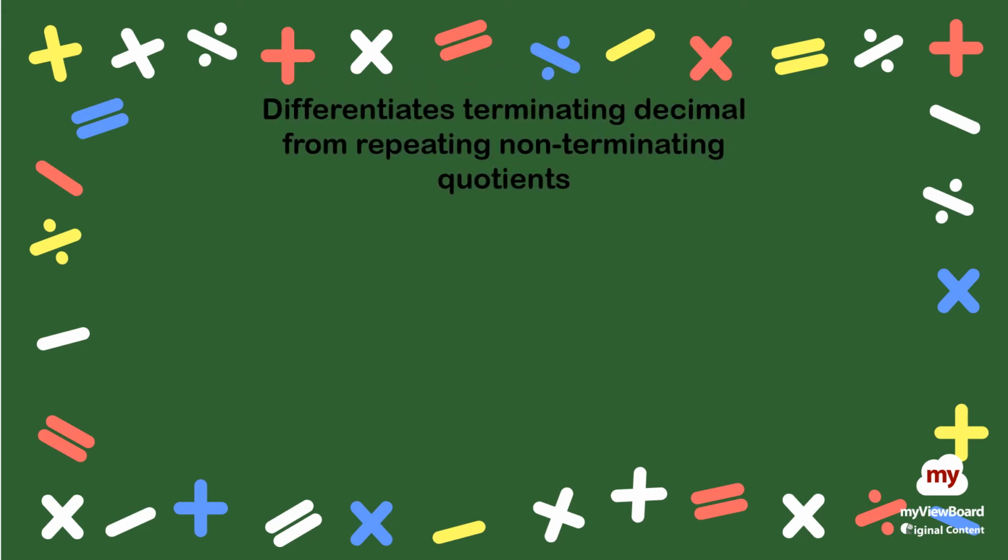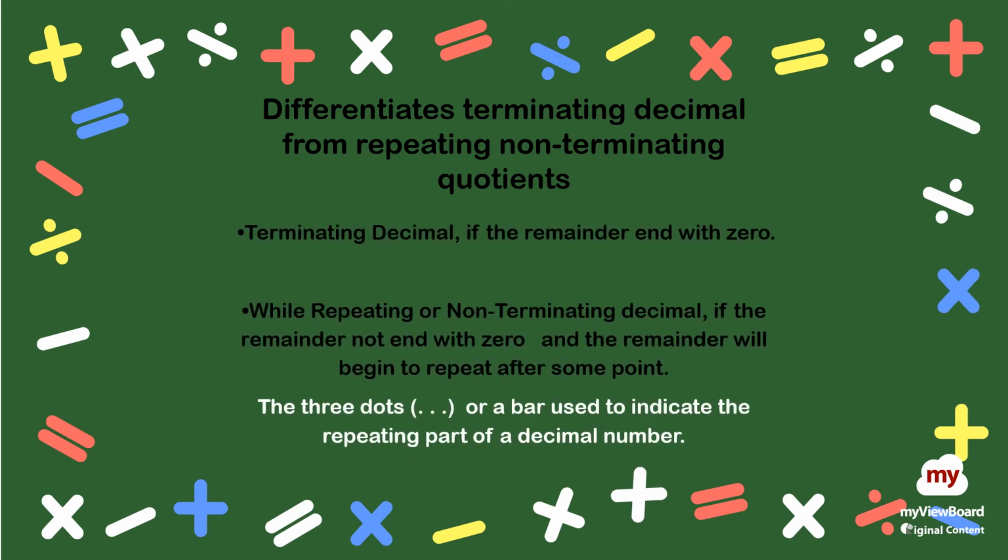How can we differentiate terminating decimal from repeating non-terminating quotients? Terminating decimal if the remainder ends with 0. Again, terminating decimal if the remainder ends with 0. While repeating or non-terminating decimal if the remainder does not end with 0, and the remainder will begin to repeat after some point. The three dots or a bar are used to indicate the repeating part of a decimal number.